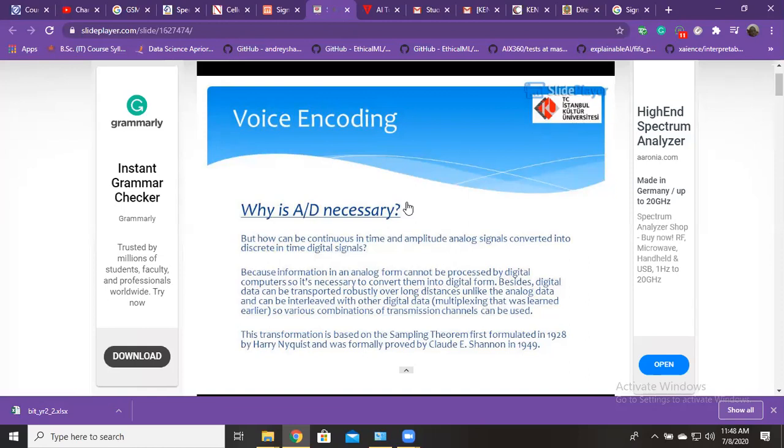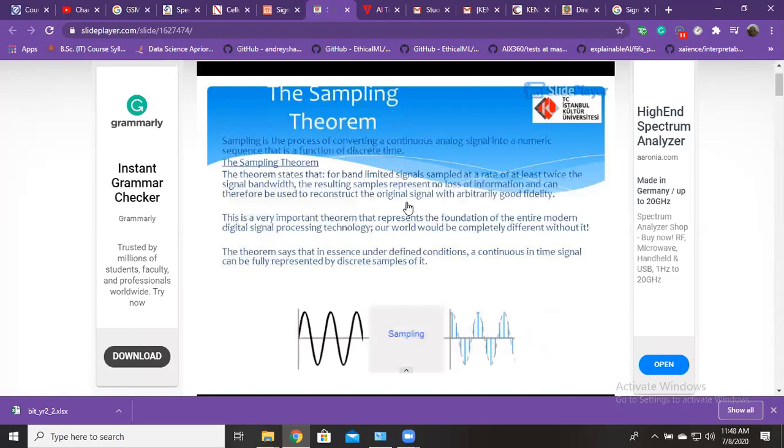This transformation is based on the sampling theorem first formulated in 1928 by Harry Nyquist and was formally proved by Claude Shannon in 1949. The sampling theorem. Sampling is the process of converting a continuous analog signal into a numeric sequence that is a function of discrete time.